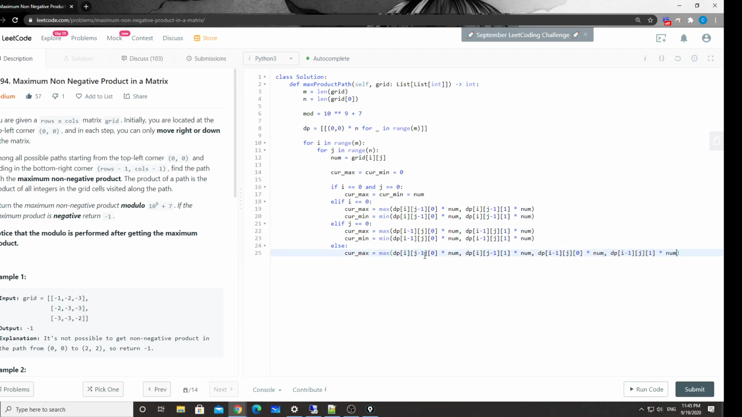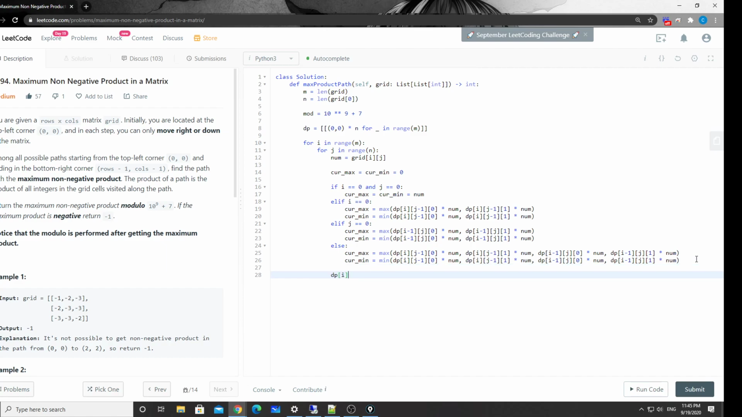Basically we just multiply with four numbers, the two max from the two directions and the two minimum from the two directions, and then we take the maximum among all of them. Maybe there's a better way of doing this, but I just use the easiest way here. Okay, now we have dp, right?